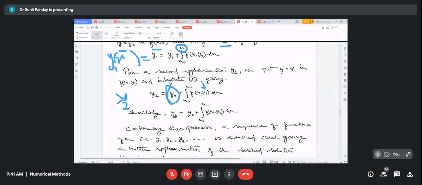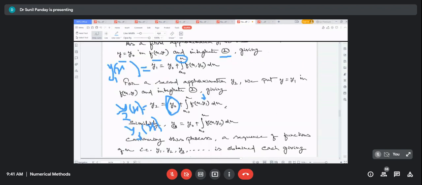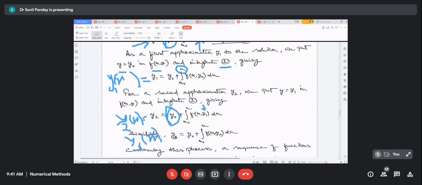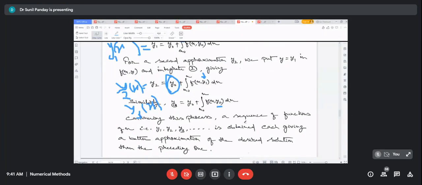So this is actually another solution, y2 of x, and this y naught will not change. Similarly, y3 of x equals y naught plus the integral from x naught to x of f of x y2. So we are again replacing, in equation 2 on the right side, y by y2, and we continue this process.